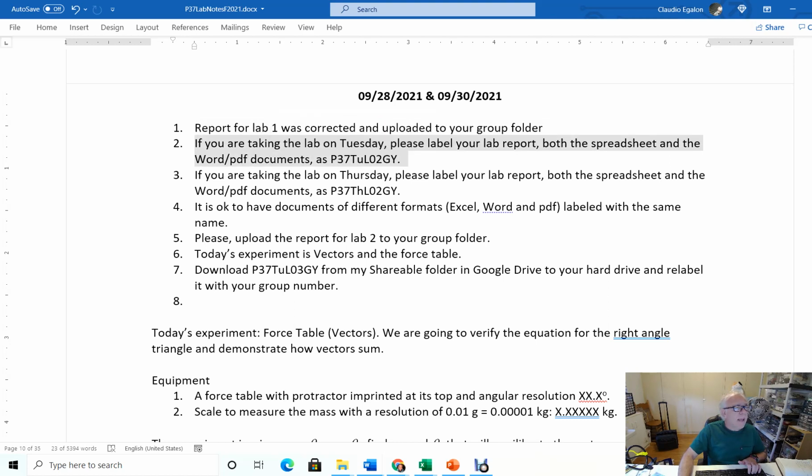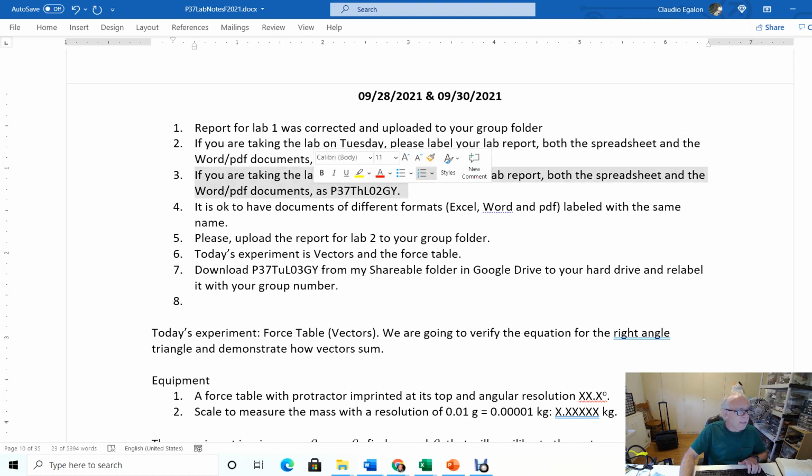Okay, if you're taking the lab on Tuesday, please label your lab report, both the spreadsheet and the Word PDF documents, as P37TUL02GY, where Y is your group number. That would be the lab report that's due today.